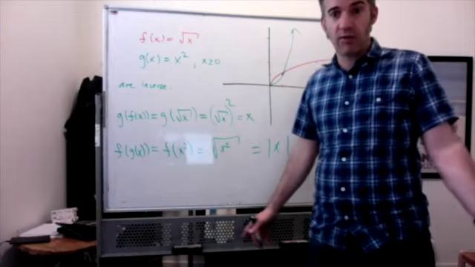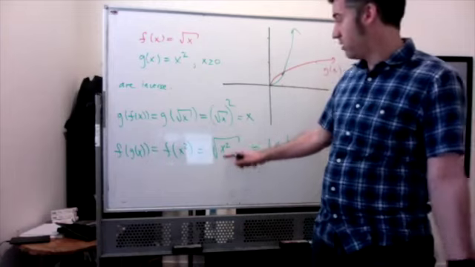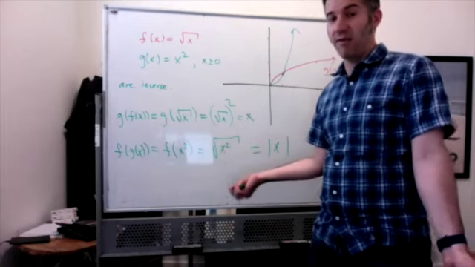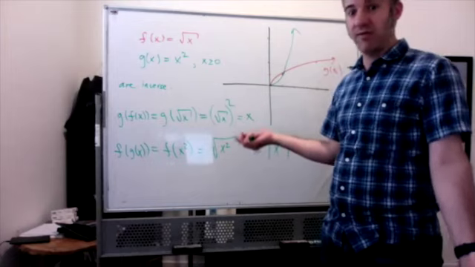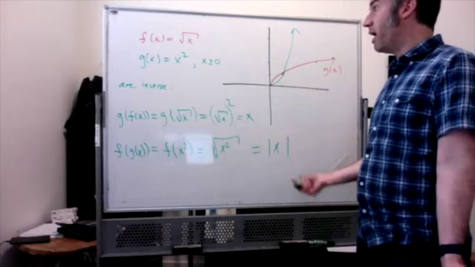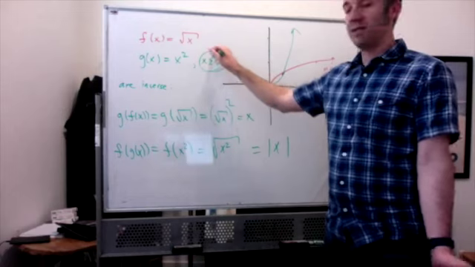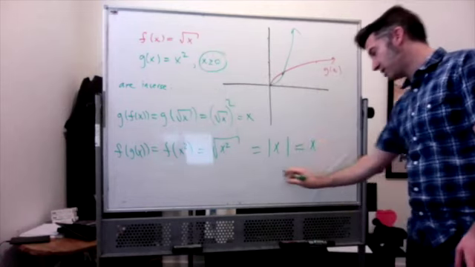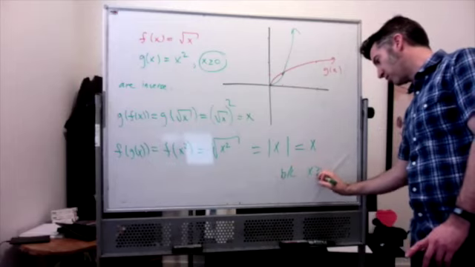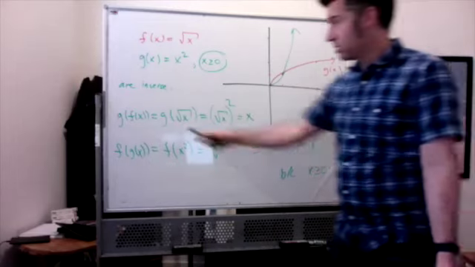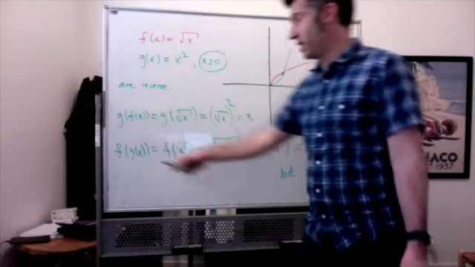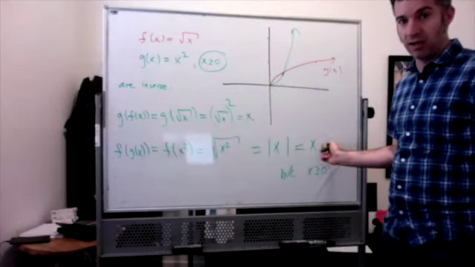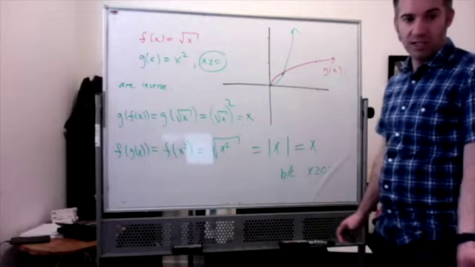If x is positive, great. Like if x is 5, 5 squared is 25, square root of 25 is 5. If x is -5, -5 squared is 25, and the square root of 25 is 5. That's why it's the absolute value. But since we said x had to be non-negative, that means this is equal to x because x is greater than or equal to 0. So it works. g of f of x equals x, and f of g of x equals x, if we get to assume that x is already non-negative, which we did. So these are inverses.